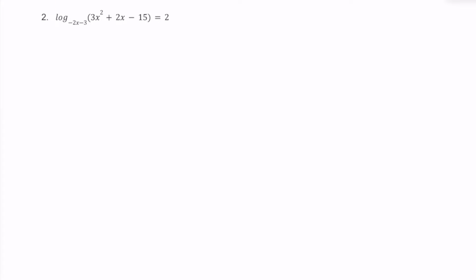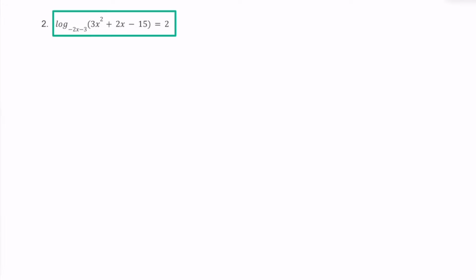Here is number 2. For this equation, we have log base negative 2x minus 3 of the quantity of 3x squared plus 2x minus 15 is equal to 2. Just like the last example, we want to notice what the base of the logarithm is. In this case, we have this negative 2x minus 3, so it's a little bit more complicated looking. Even though the base looks a little bit more complicated here, we're going to go ahead and use the same property that we used in the last one and exponentiate both sides.